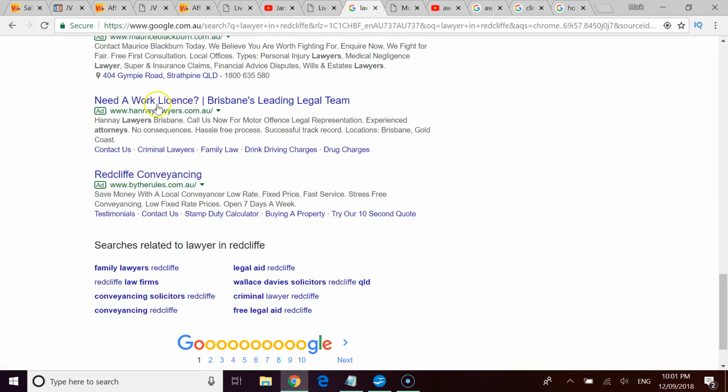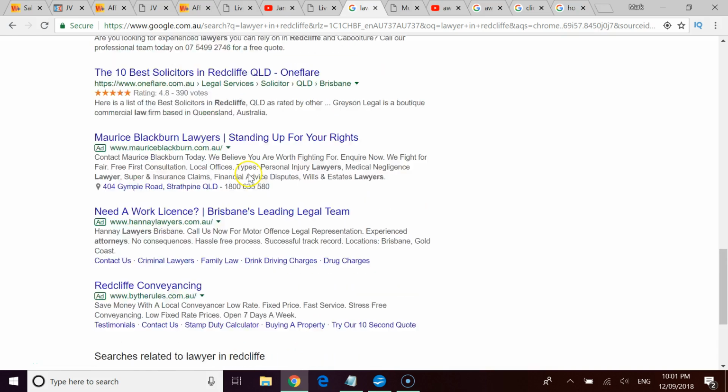I was looking at it before. Look at the ads here. That tells you that people are spending money. So there's the exact people I would target first.